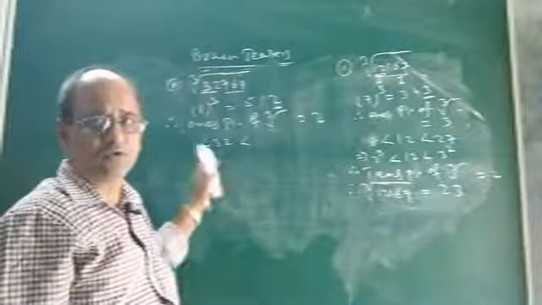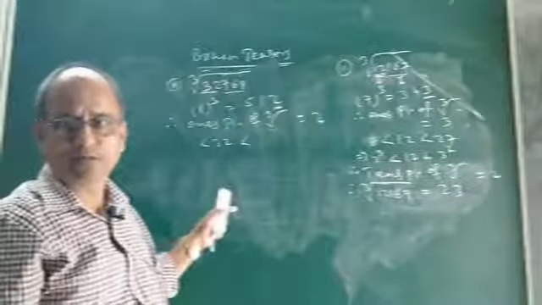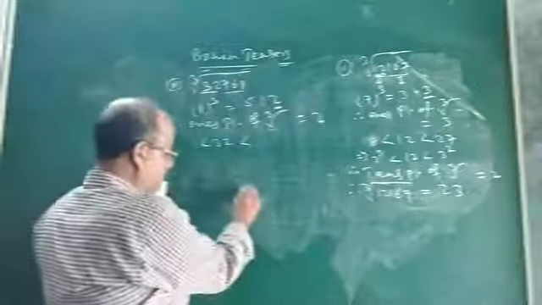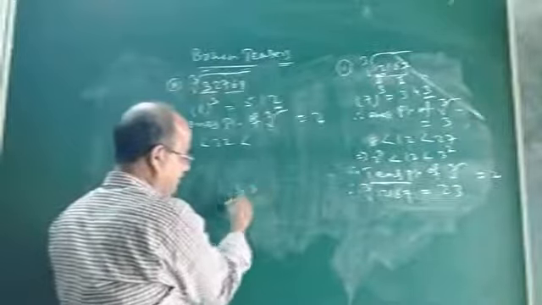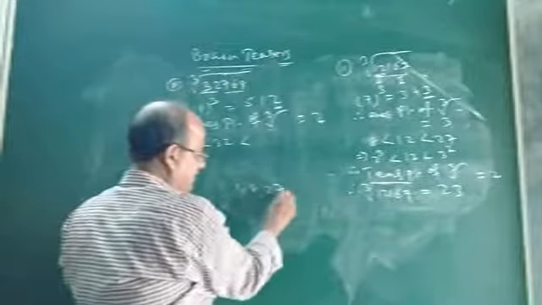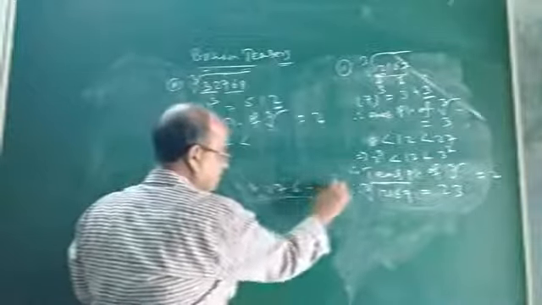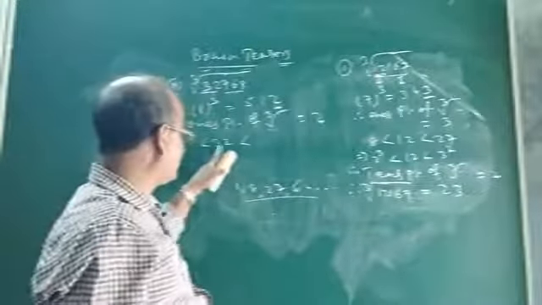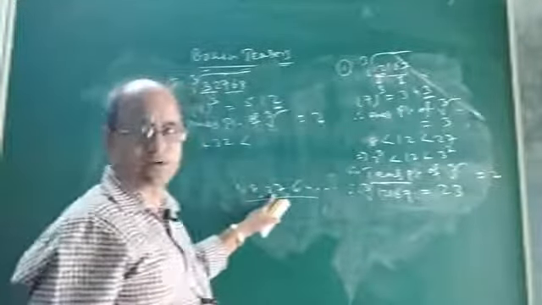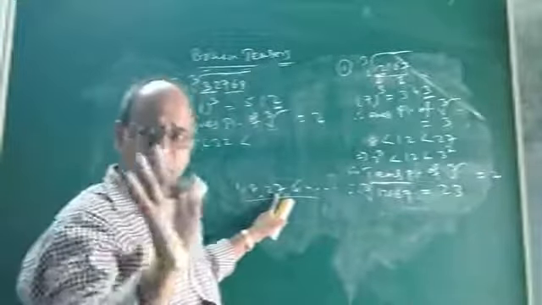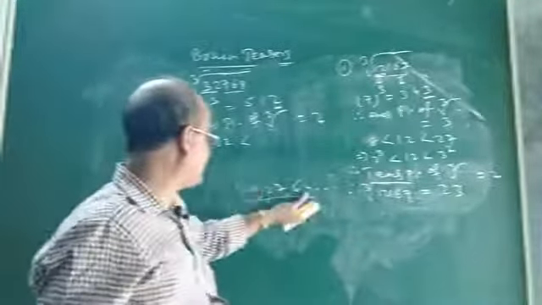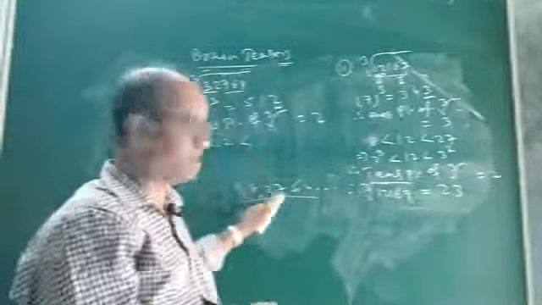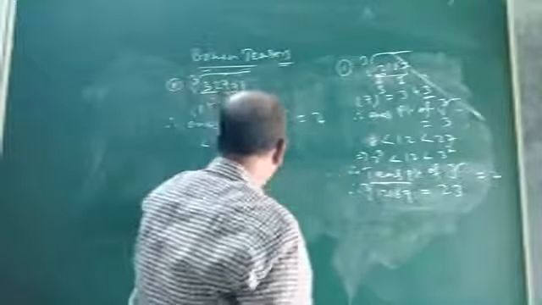How to know between which two nearest perfect cubes 32 lies? You recall the perfect cubes. Which are the perfect cubes? 1, 8, 27, 64. These are the first 4 perfect cubes I have taken. Just imagine 32 lies between which two numbers? 27 and 64. You see, 64 and 27 are perfect cubes, no doubt. 32 is less than 64 and 32 is greater than 27. That means 32 lies between 27 and 64. These are the two nearest perfect cubes.